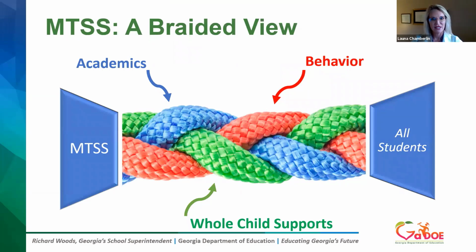MTSS connects academics, behavior, and whole child supports to support students. And you see in this graphic the different colored braids. Not that the braids mean anything significant by the color, but each one of these braids or processes under the MTSS framework complements each other. So if one of these braids breaks, then supports are weakened. And I want you to notice in this graphic that we're talking about student success for all students.